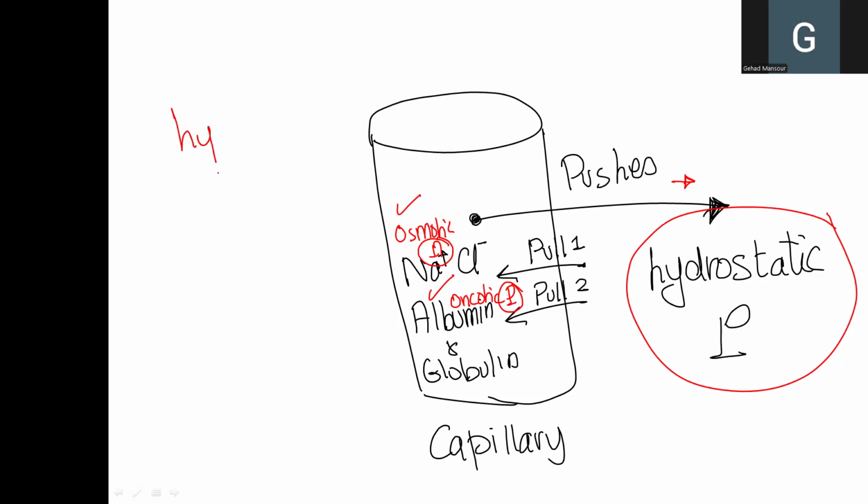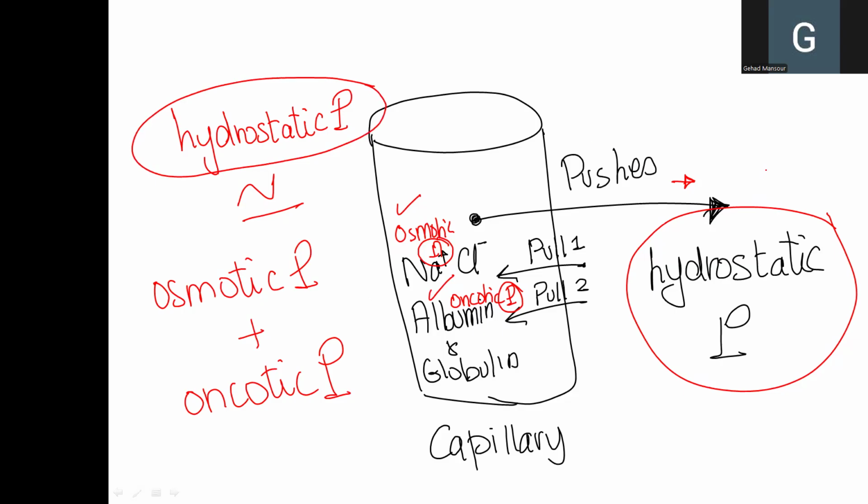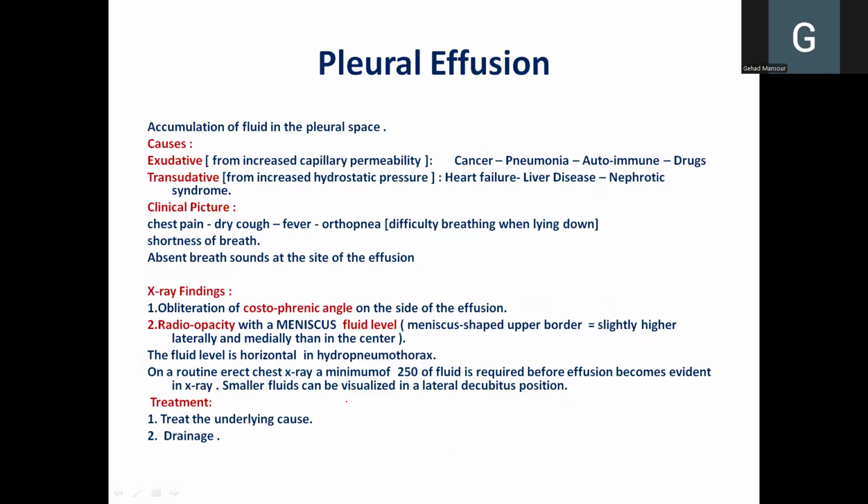Usually there is an equilibrium between the hydrostatic pressure and the sum of the osmotic pressure and the oncotic pressure. If for any reason the hydrostatic pressure, which pushes fluid out, is much higher than the osmotic and the oncotic pressure together, then we will have accumulation of fluid in the pleural space. How can we see pleural effusion?